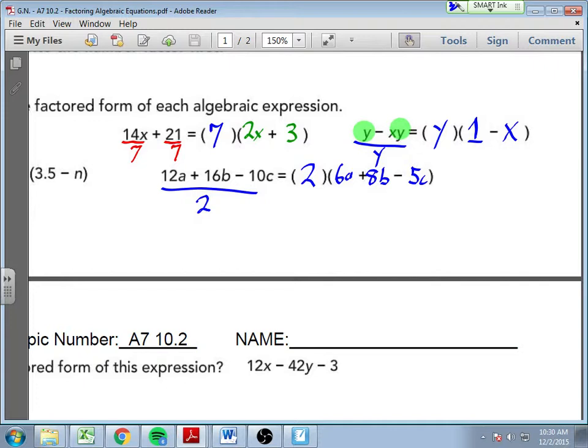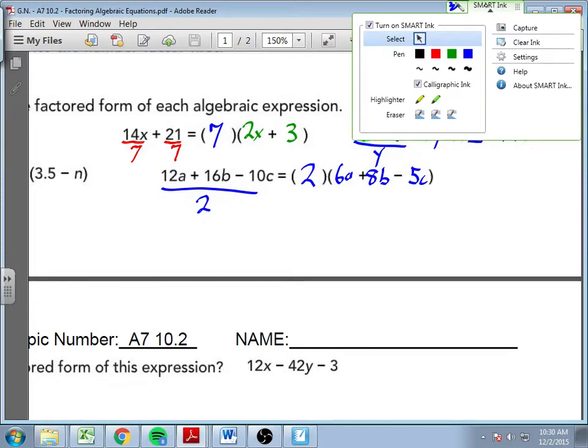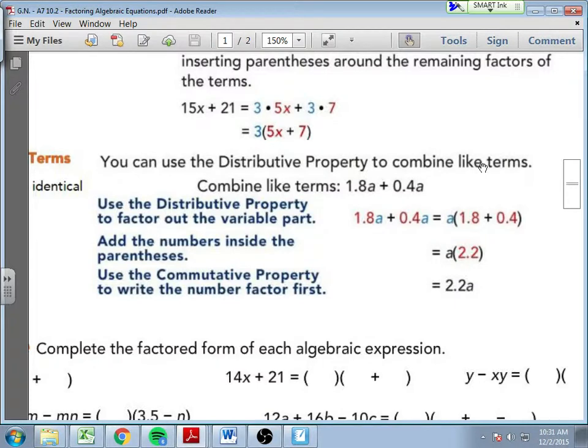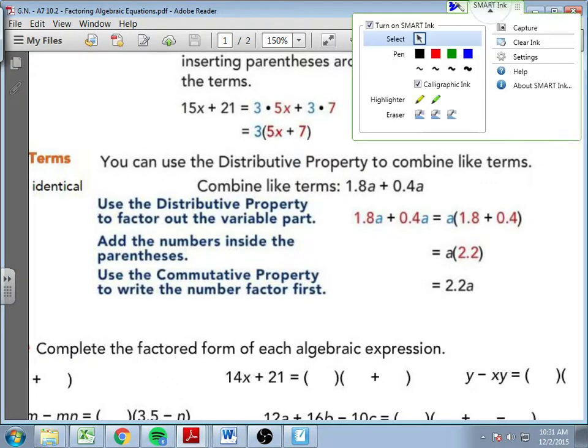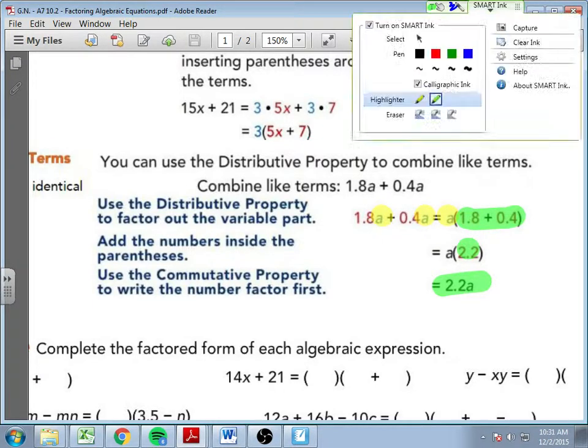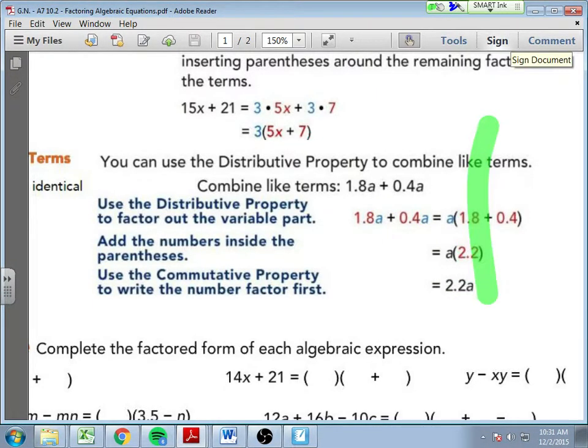Why do we do it? It'll make more sense later. The main reason we do it is right up here with combining like terms. When we combine like terms, we are actually having to use factoring. We don't actually write out the process, but we are doing factoring because we say the a is common to both of them, so I pull out the a. Now I can do the addition of 1.8 and 0.4. Once I add those, I switch the order back around just because we like it to be the number first. So anytime you're combining like terms, you're actually using factoring.